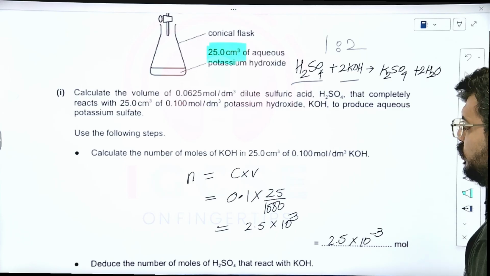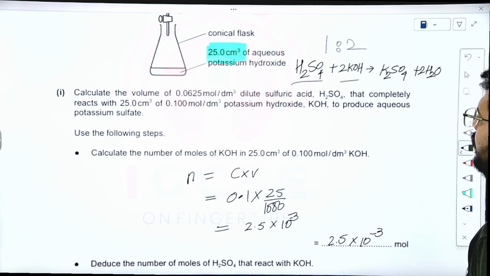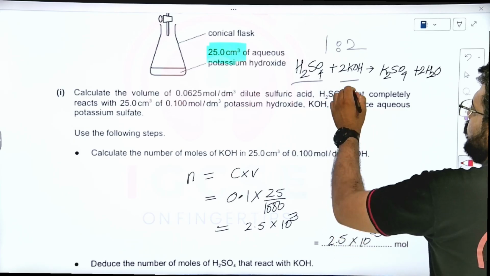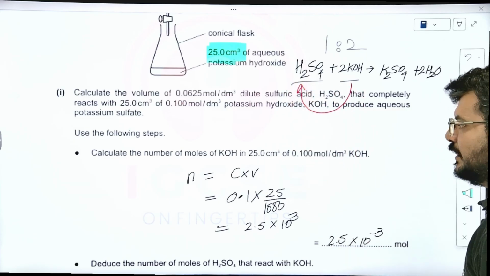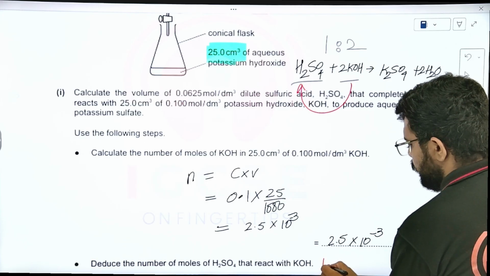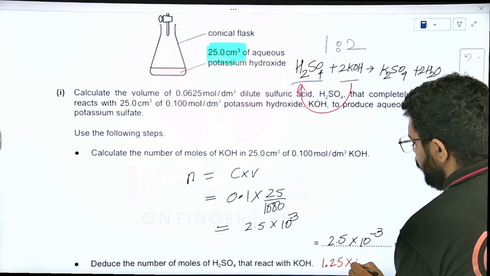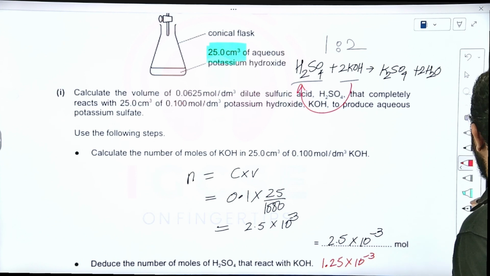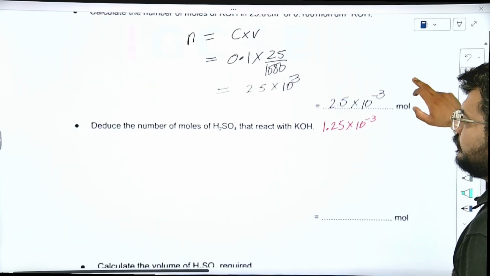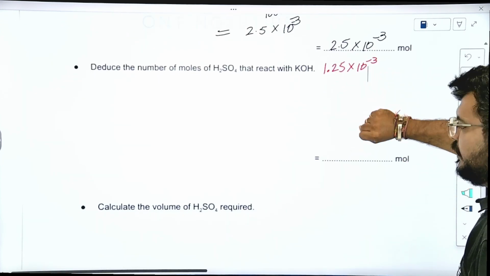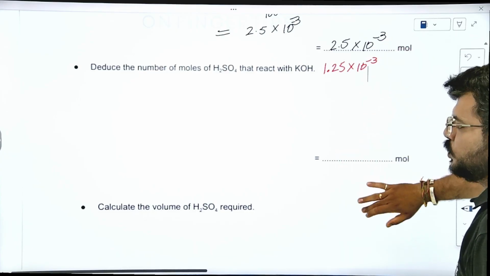Deduce the number of moles of H2SO4 that react with KOH. Of course, it is going to be half of what KOH is, right? So this answer is going to be 1.25 into 10 to the power minus 3, right? I hope this makes sense. Okay, they have given a lot of space to do that, but it's just ratio.